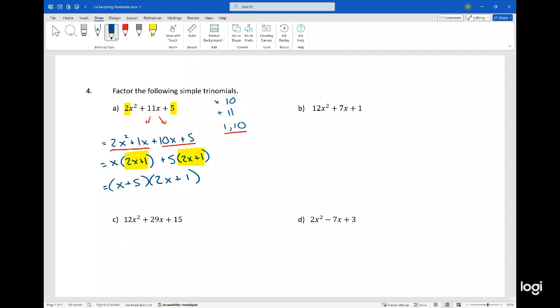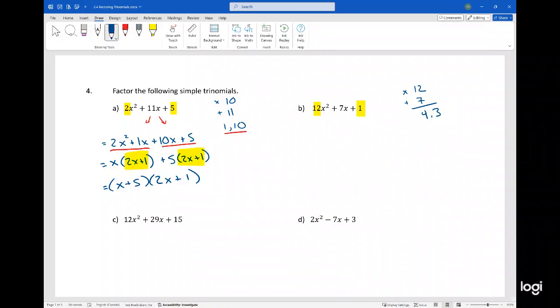All right, we're going to try the same thing in this one. We're not going to multiply to 1. We're going to multiply to 1 times 12, which is 12. And we're going to add to the middle number, which is 7. So two numbers that multiply to 12, add to 7, they're both positive. The two numbers are going to be 4 and 3.